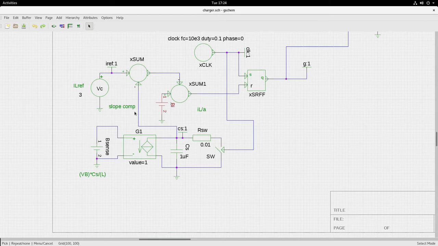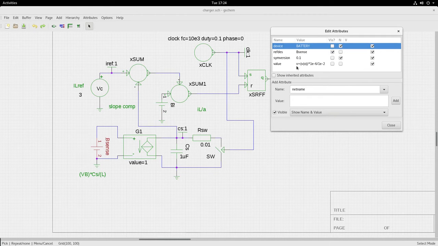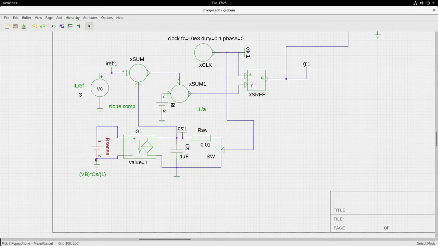if you go to the slope compensation part, here I am having a B source, and from the B source I am getting a voltage equivalent of V naught by L. L is 10 millihenry. This 1 microfarad is coming because of this VB into CS by L. So that is the formula that I have used, that we have discussed. So the inductor value is 10 millihenry. That's what I have used. So this is the formula.